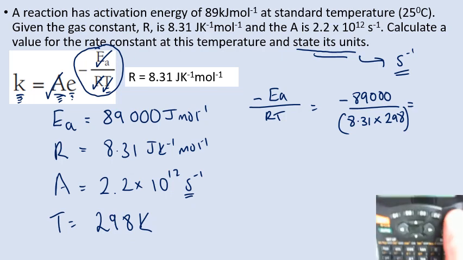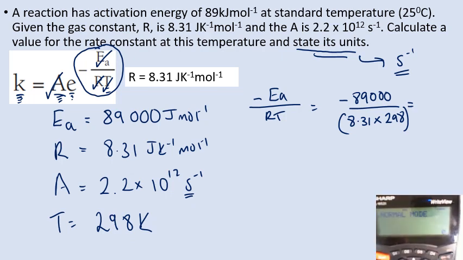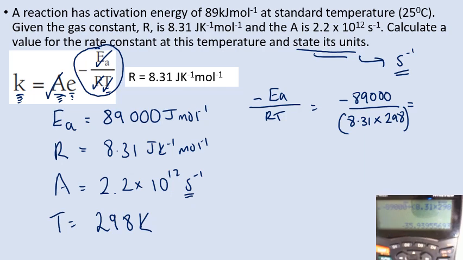I'm going to use my calculator. So I'm going to go minus 89,000 divided by brackets 8.31 times 298 equals. So I've got a value here of minus 35.94. Okay, now I need to do e to the power of minus 35.94.